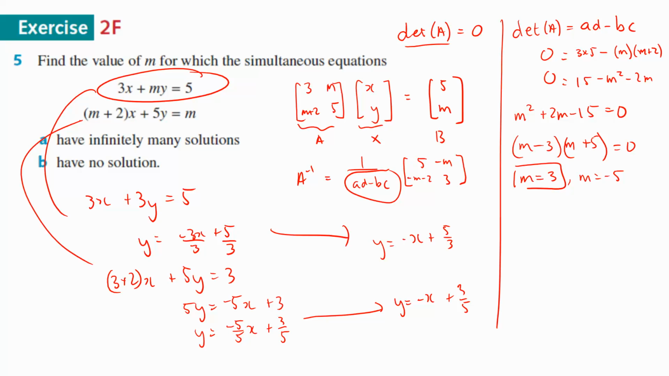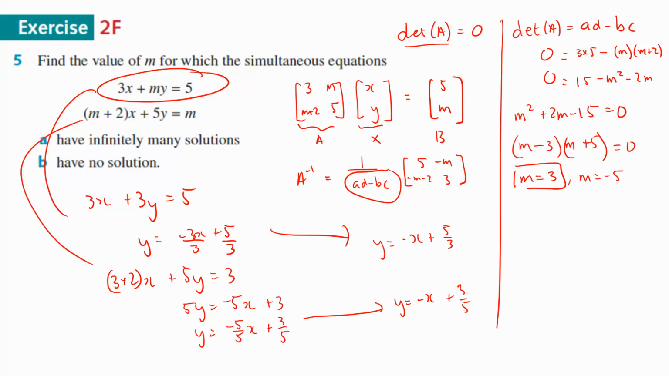So when m equals 3, what can you clearly say? So that means no solution. What I've just done is I answered b. See what I mean? When you say m equals 3, m equals negative 5, it doesn't mean it is infinitely many. We don't know that. For all I know, negative 5 might not give me infinitely many. It might not be parallel. So you have to test it.